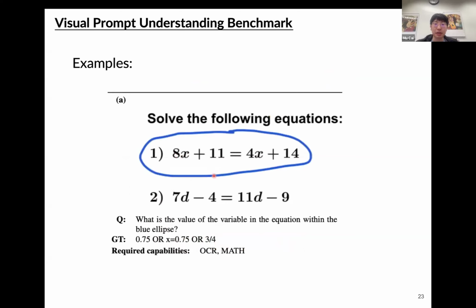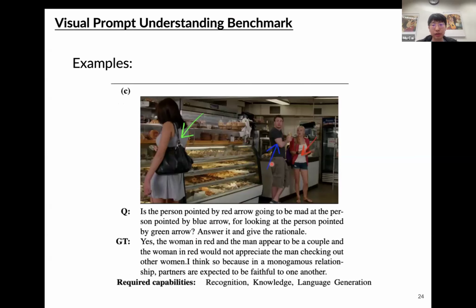And what are the examples in the dataset? The question can be, what's the value of the variable in the equation within the blue ellipse? In order to answer this question, the model first needs to localize what the equation within this blue ellipse is, and then do a math question by solving this elementary school math question and give us the answer. And then there are more advanced questions. Like there are 3 arrows, and we ask questions with respect to the social relationship between those 3 people, and ask the model to give a rationale. So in this case, the model needs to associate each person with a specific visual prompt, reason about their relationship, and finally use natural language to formalize its response, which is a pretty hard dataset.